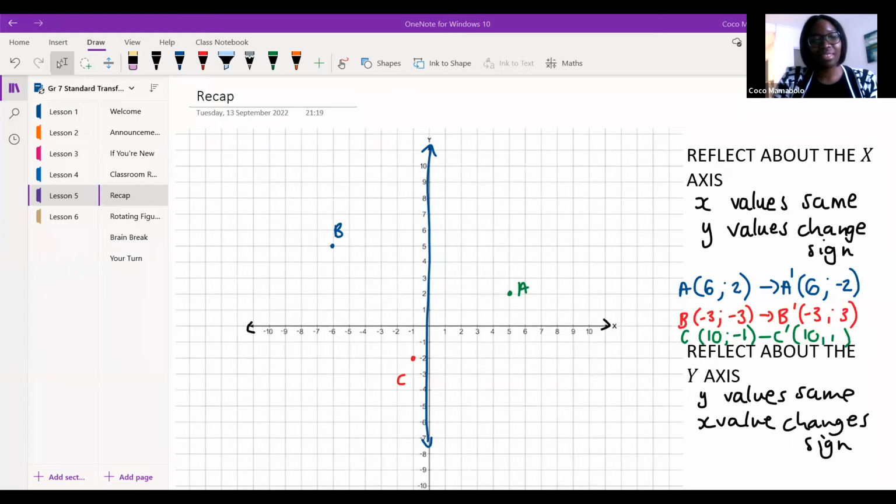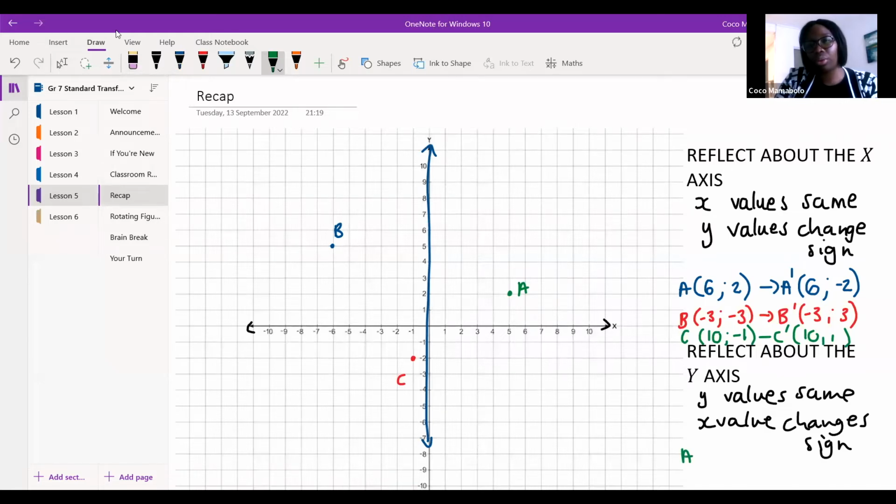Okay, ma'am. I have a little bit of a question with the whole y-axis thing. I picked up reflecting about the x-axis, but the y I'm a bit confused. All right. Okay. Let's use A as an example. We'll do A together.